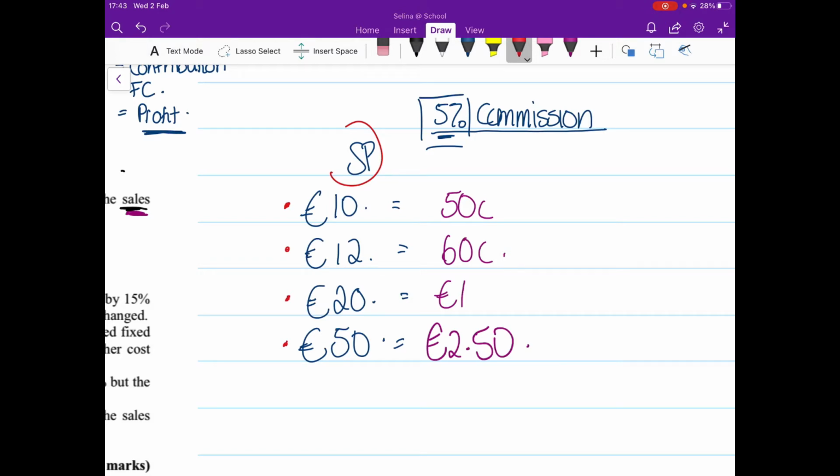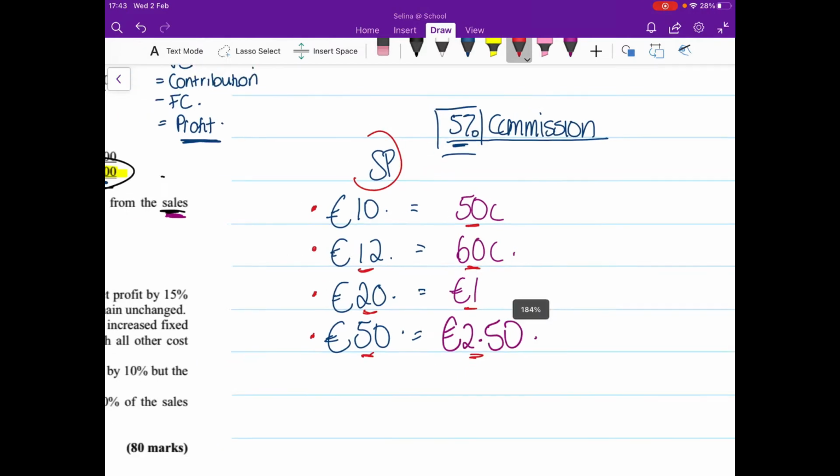So if a salesperson was selling something for €10 and they were getting 5% commission, it means the commission they'd receive is 50 cents. If they're selling something for €12, the commission they'd receive is 60 cents. If they're selling something for €20, they'd get €1 in commission. And if they're selling something for €50, they'd be getting €2.50 in commission. So basically, the more expensive the item is that they sell, the more commission they receive, okay, which makes sense.